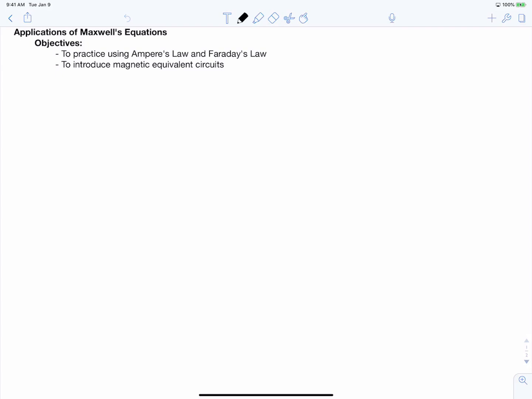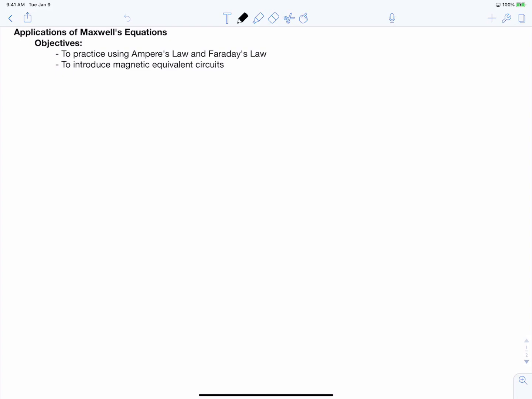The objective of this video is to practice using Ampere's law and Faraday's law, and to introduce magnetic equivalent circuits. So we're continuing our discussion of the application of Maxwell's equations to electric machines. And remember that the expectation is that you have a solid understanding of Maxwell's equations, but we're reviewing them because the way that we use them with electric machines may be different than how you've experienced them in your E&M course, your electricity and magnetism course.